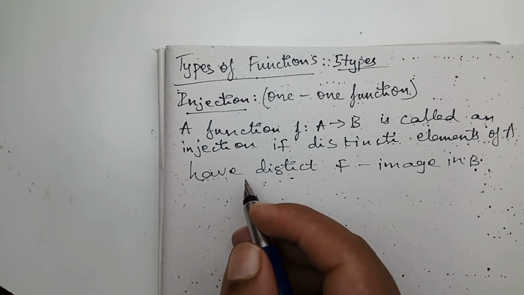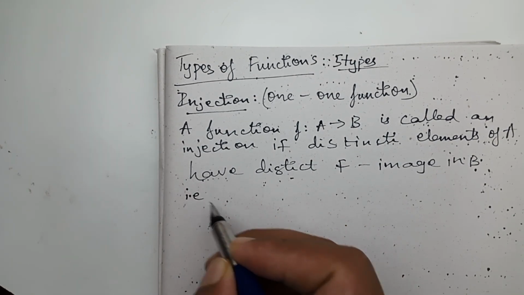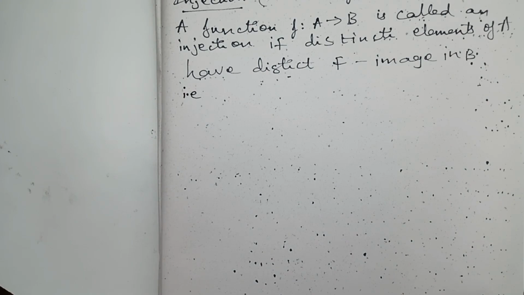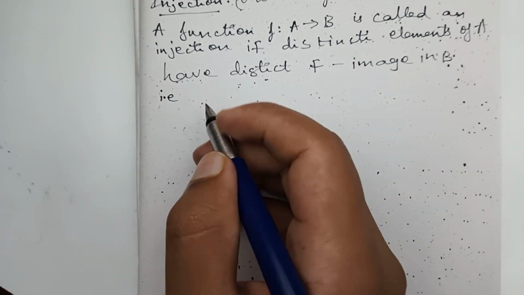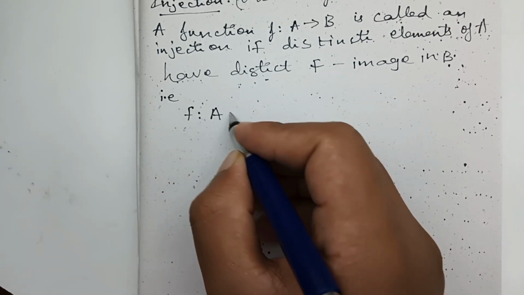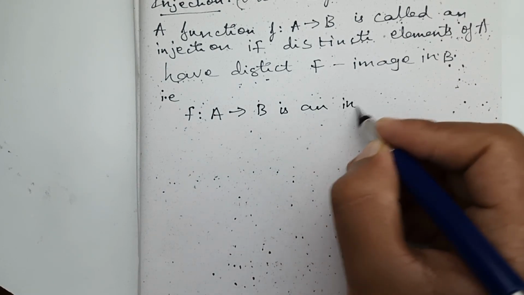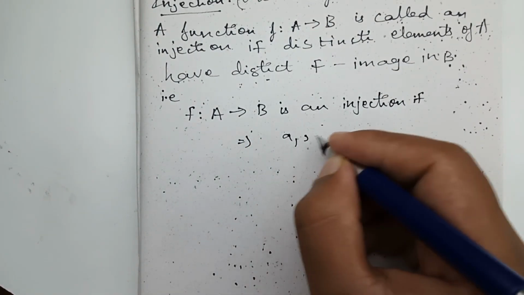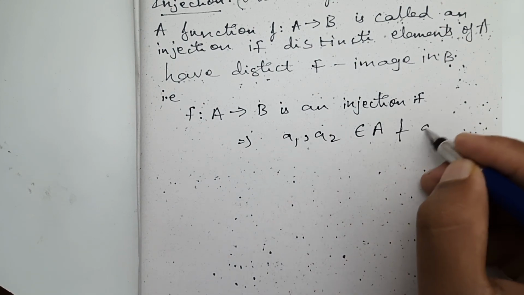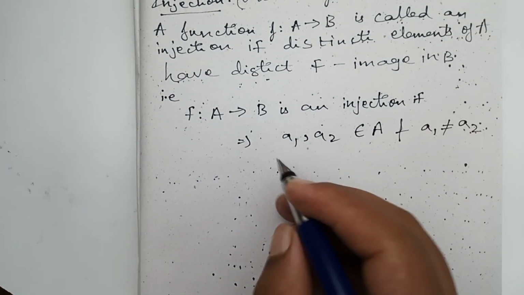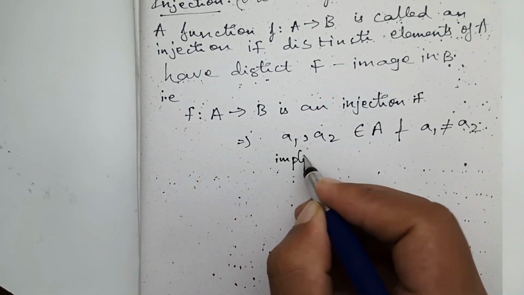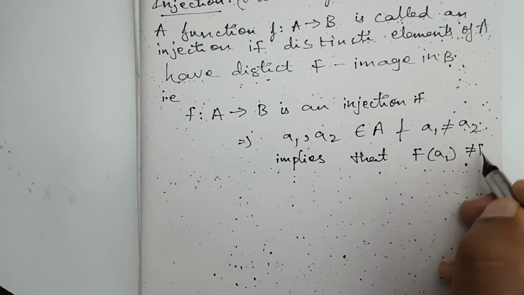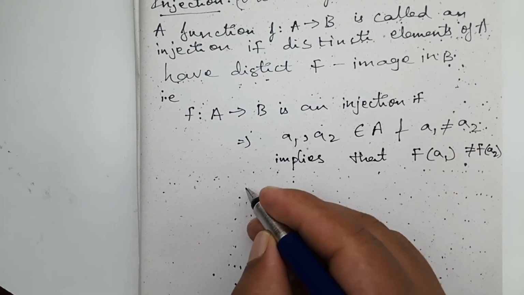All right, that is, we can write it as, okay, we will write it as f: A → B is an injection if a1 comma a2 belongs to capital A and a1 is not equal to a2, it implies that f of a1 is not equal to f of a2. Okay, it's f of a1 and f of a2.